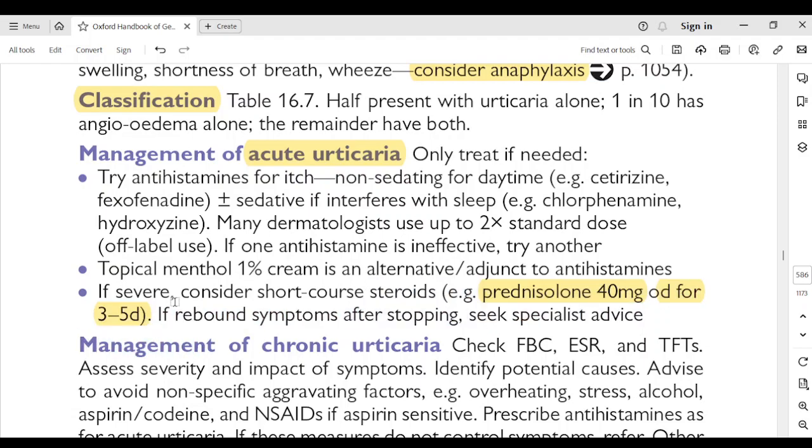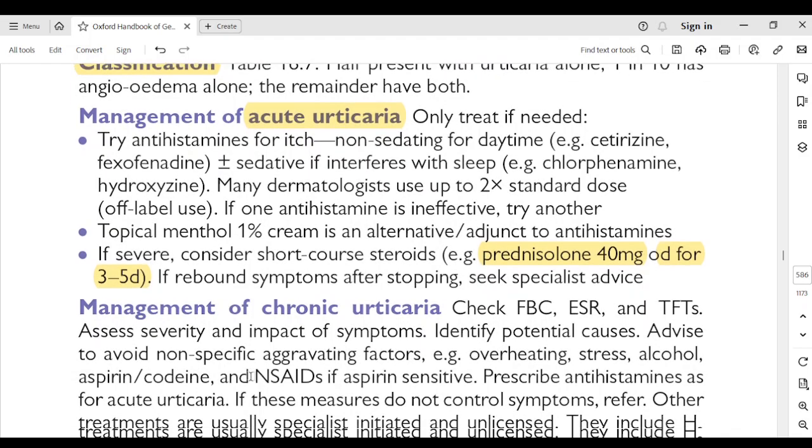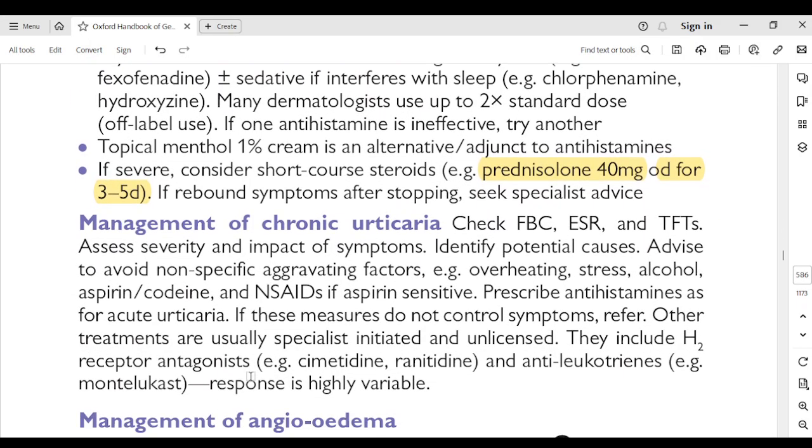So if you are considering it's a severe episode of acute urticaria, use a short course of steroids, prednisolone 40 mg for 3 to 5 days. If rebound symptoms occur after stopping, seek specialist advice. So that could be a delayed reaction.